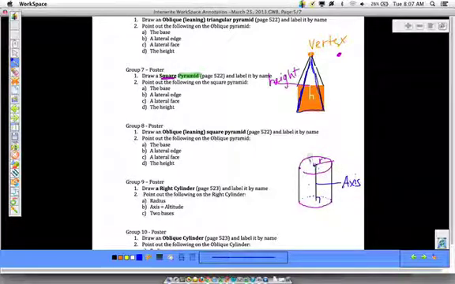And the 2 bases, still top and bottom. Doesn't always have to be the top and bottom. This could be my 2 bases if I have a cylinder this way.